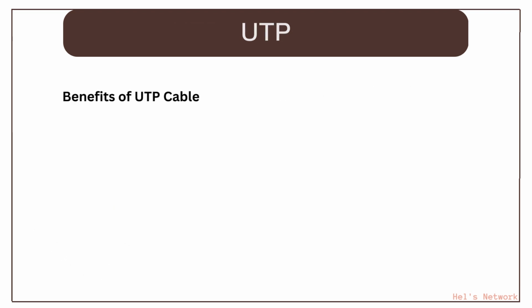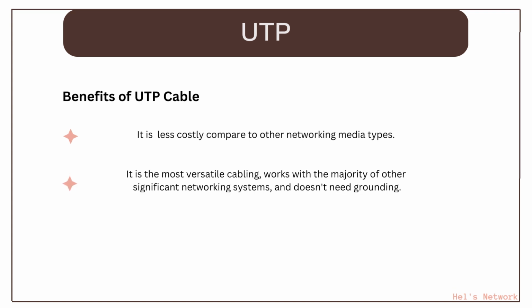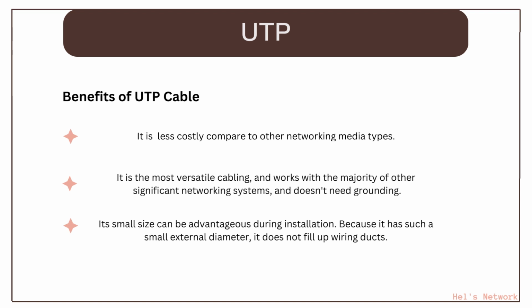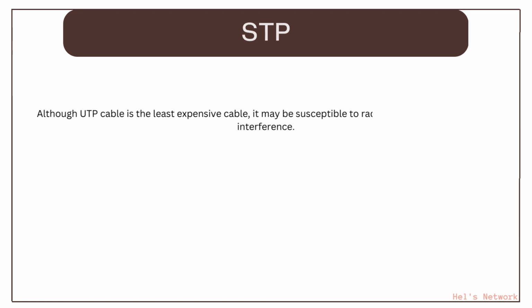Let's now talk about the benefits of UTP cable. It is less costly compared to other networking media types. It is the most versatile cabling, works with the majority of other significant networking systems, and doesn't need grounding. And finally, its small size can be advantageous during installation. Because it has such a small external diameter, it does not fill up wiring ducts. Although UTP cable is the least expensive cable, it may be susceptible to radio and electrical frequency interference.